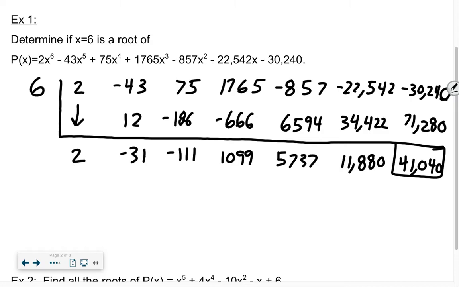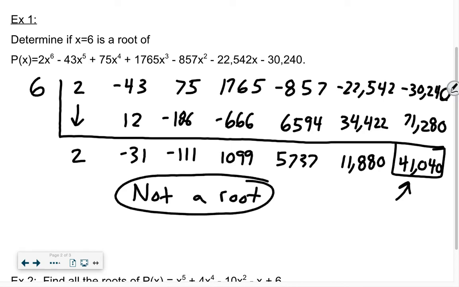So, long story short, this is what we're looking at, that remainder. And if the remainder is something other than 0, then it is simply not a root. If it would have been 0, then we would have been able to say, yep, 6 is a solution or 6 is a root to the polynomial.